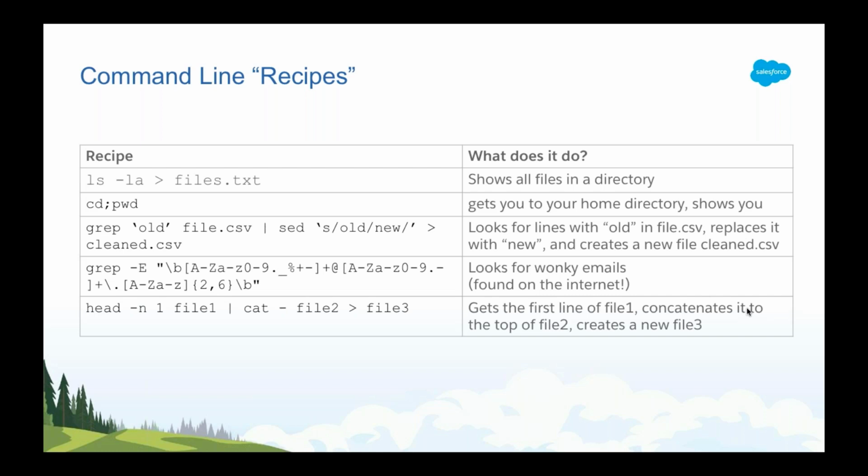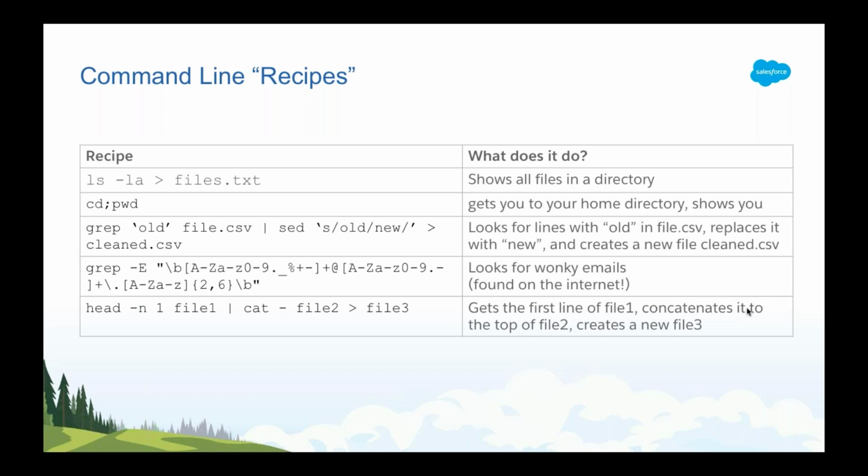cd and pwd we talked about earlier. Let me point out the two greps here. So grep old file.csv is looking for the text string old in my CSV file. Then it's using the pipe, so it's going to take the output of all the lines. Then it's going to use the stream editor to look for the string old and replace it with the string new. And then it's going to redirect that into a cleaned.csv file.